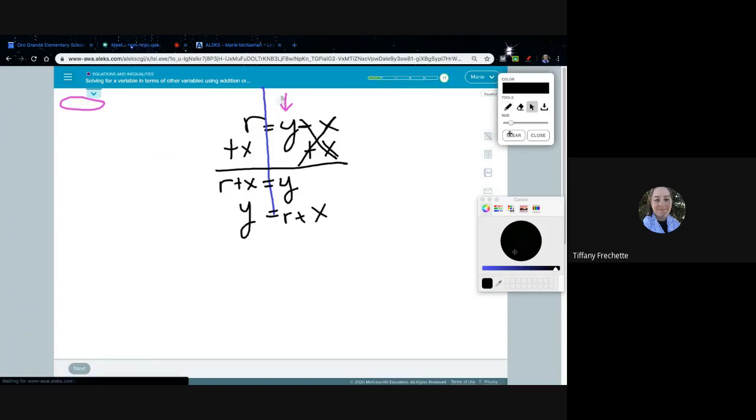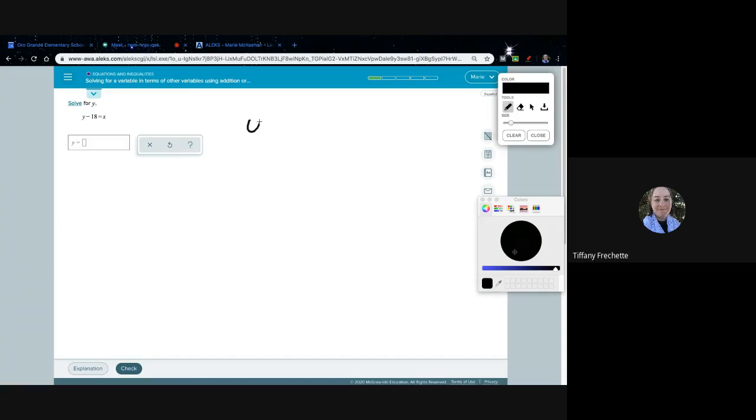And next. All right, so we have y minus 18 equals x. So what do we want to solve for? We want to solve for y. So this is what we're trying to get by itself. And remember, we have 2 sides of the equation here. So we want to undo whatever's being done to y. In this case, we're subtracting 18. So we want to add 18 to both sides of the equal sign.